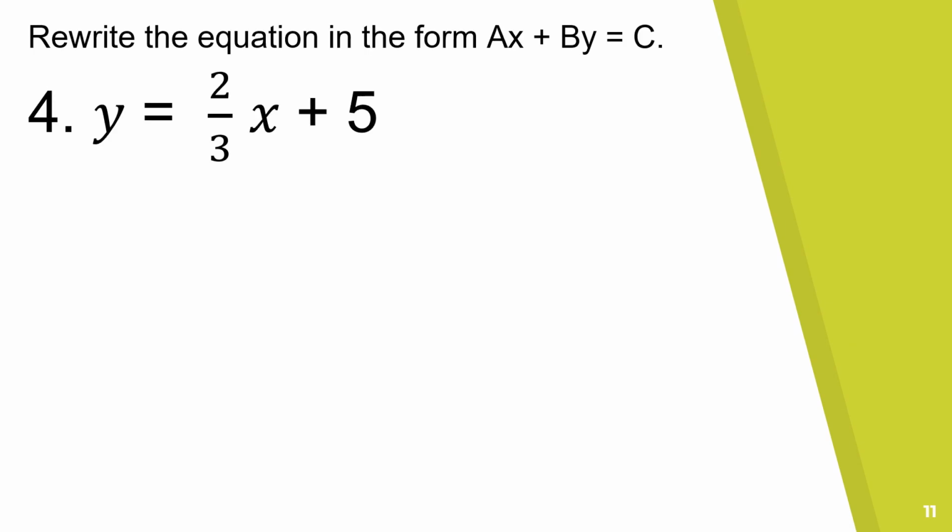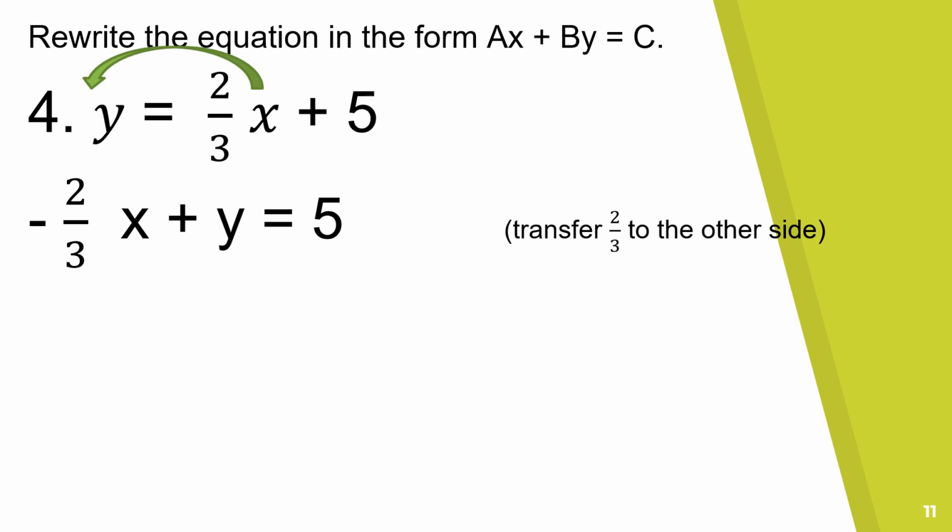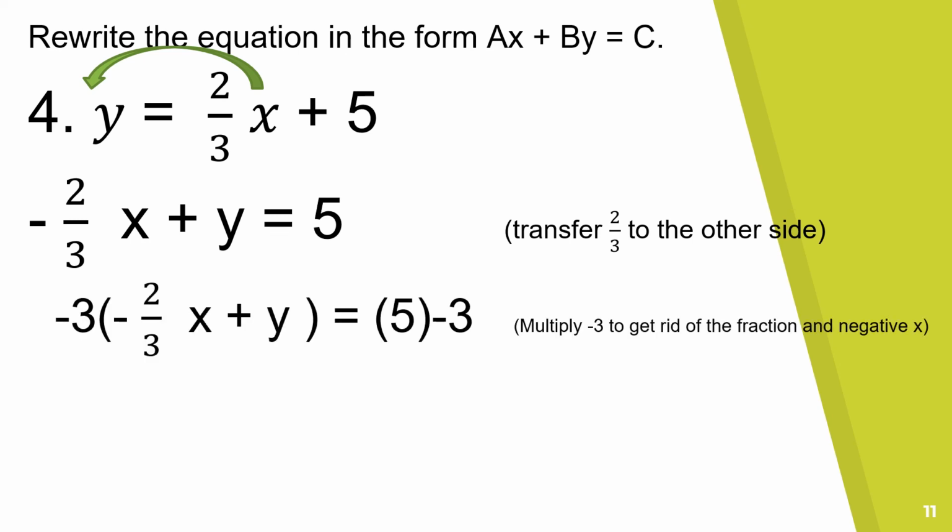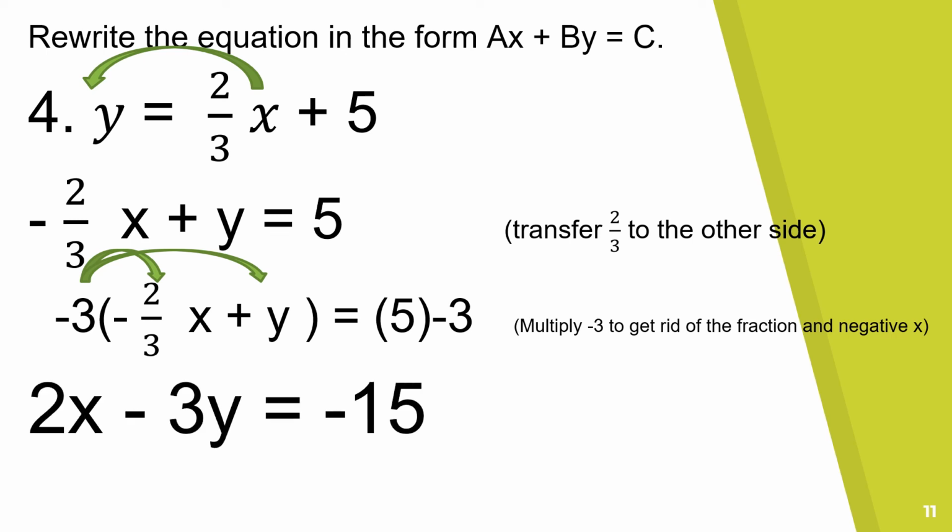Example for this one, y equals 2/3 x plus 5. So you know that we'll transfer 2/3 x to the other side, so we'll have negative 2/3 x plus y equals 5. Again, bawal negative si x, bawal fraction. So anong gagawin natin? Multiply negative 3 both sides, negative 3 times negative 2/3. So we have positive 2x na lang. Negative 3 times y, negative 3y. 5 times negative 3, negative 15. So that is now your final answer. 2x minus 3y equals negative 15.